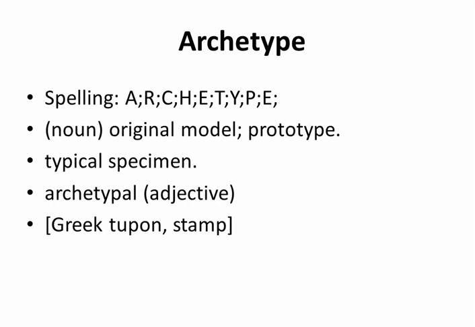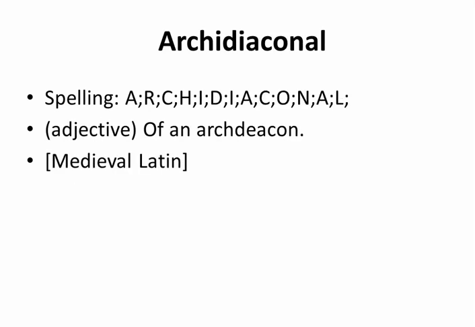Archetype. Spelling: A-R-C-H-E-T-Y-P-E. Noun: original model, prototype. Typical specimen. Archetypal, adjective. Greek typon, stamp. Archidiaconal. Spelling: A-R-C-H-I-D-I-A-C-O-N-A-L. Adjective, of an archdeacon. Medieval Latin.